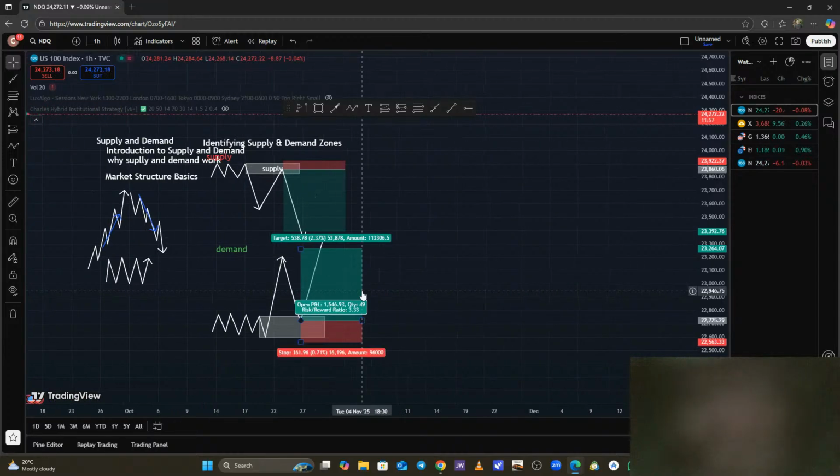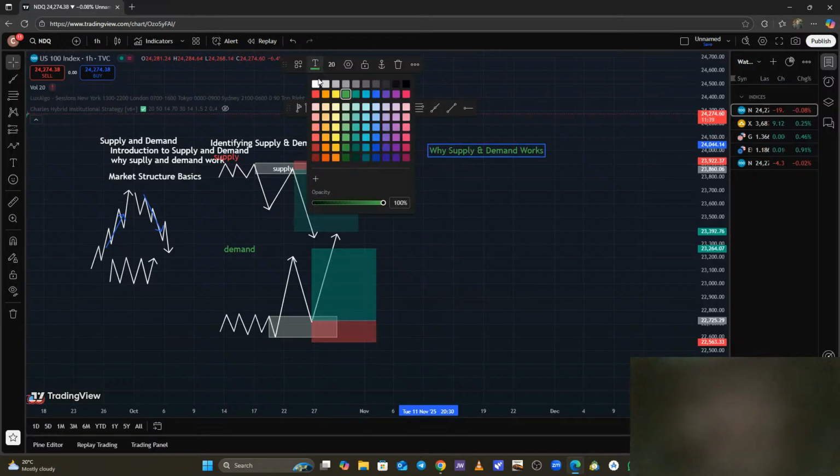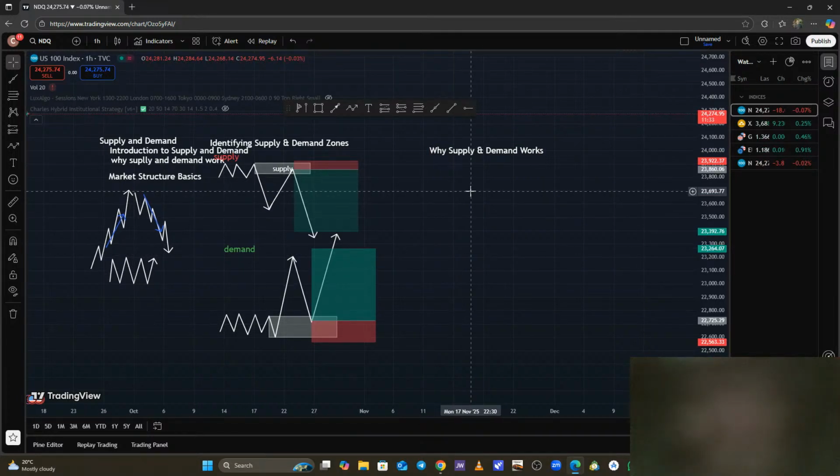So we're done with the supply and demand basics. Now we will look at why supply and demand work. This is a common question: why do you trade supply and demand? Why does it work? We need to know a few things when we're trading supply and demand.